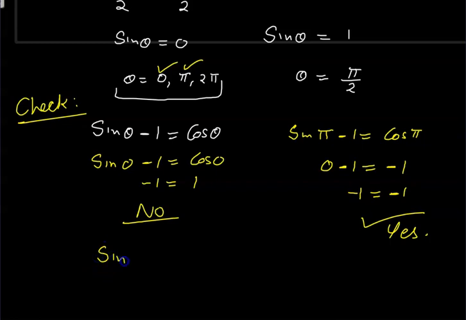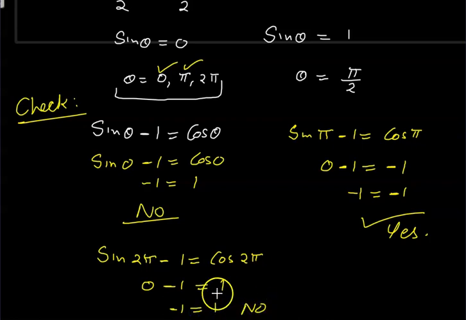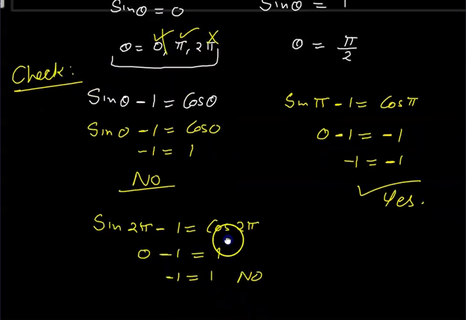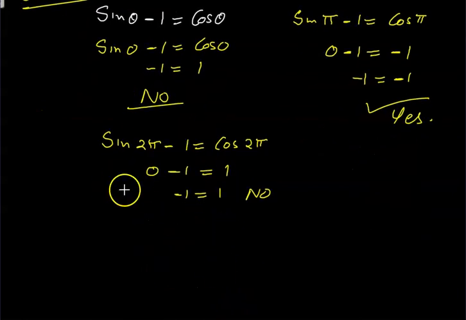Next we are going to check 2 pi. Sine 2 pi minus 1 equals cos 2 pi. Sine 2 pi is 0, minus 1, equals cos 2 pi which is 1. So again we get negative 1 equals 1, which is not acceptable. So again this is not a solution. So we get only one solution. Out of 3 solutions, the only correct solution is pi.